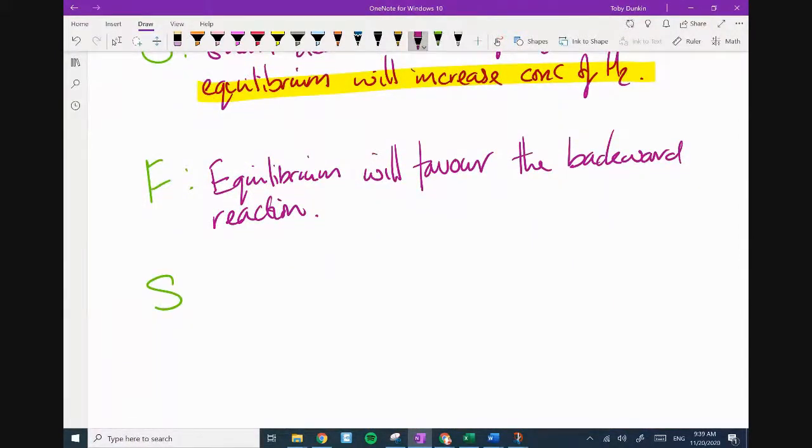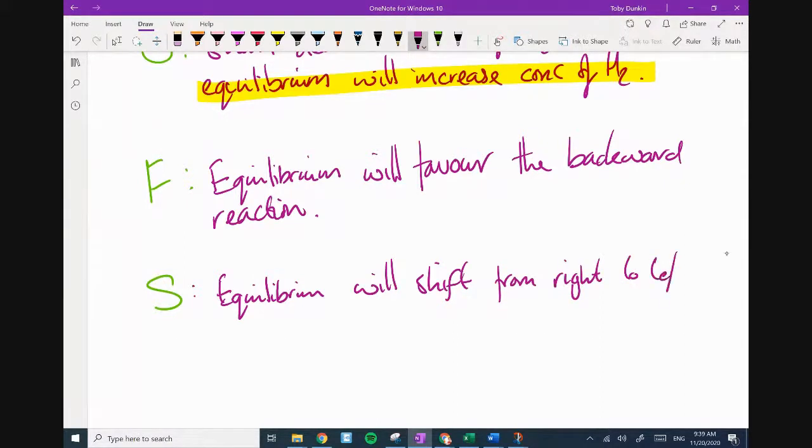Shift. Equilibrium will shift from right to left. Love it. What's going to happen to the yield, Shan?